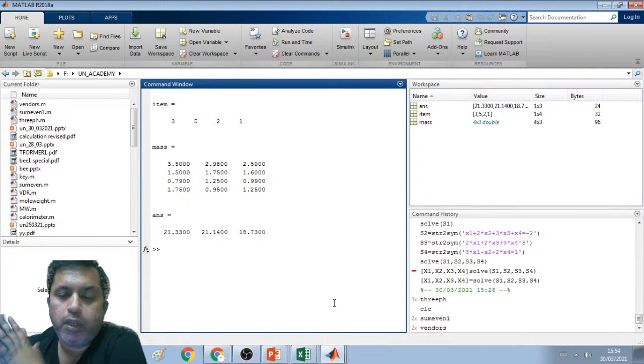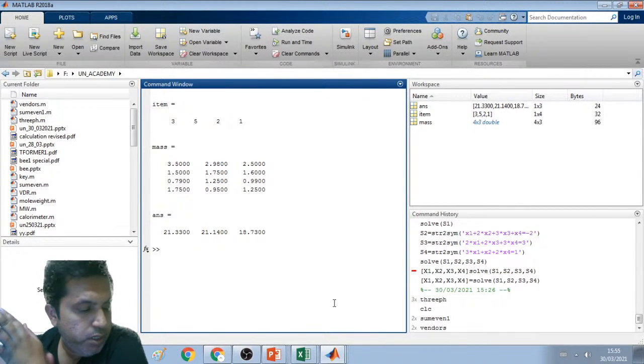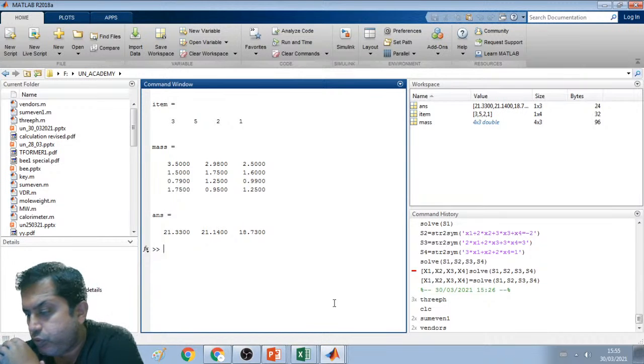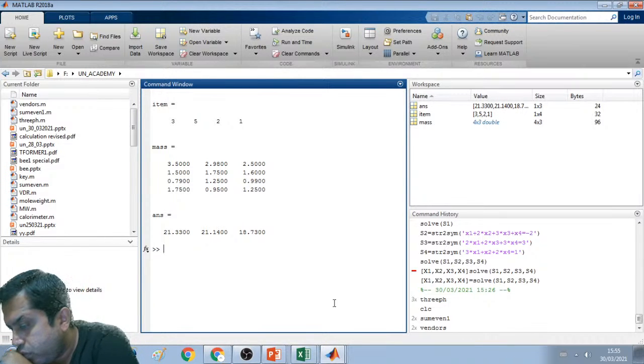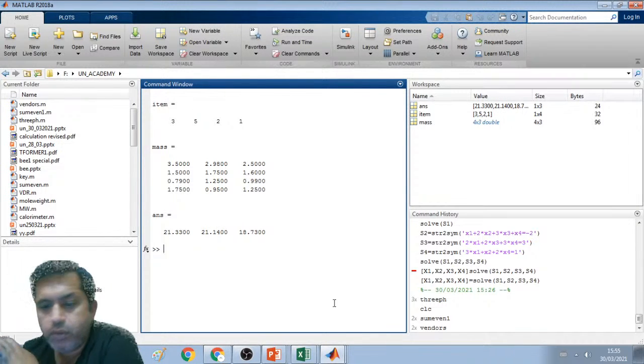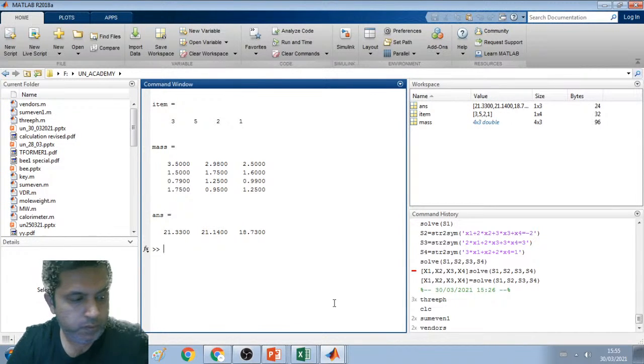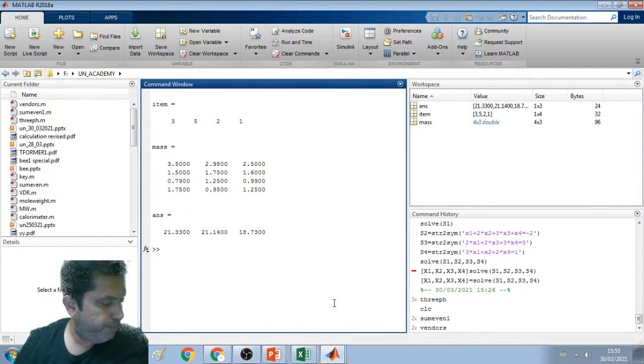Okay, 21.33 was our hand calculation. Here we get 21.14, 18.7300. Okay, so this is how you solve the problem.